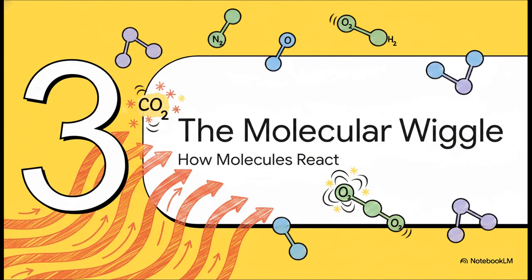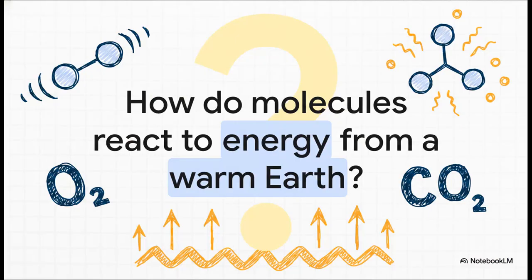Okay, now we're getting to the heart of it. We're about to see what happens when energy rising up from a warm Earth bumps into these different types of molecules. This is what I call the great molecular wiggle. This is the key question, right? Does that heat energy affect our simple, stiff molecules like oxygen in the same way it affects our more complex ones like carbon dioxide? Let's find out.